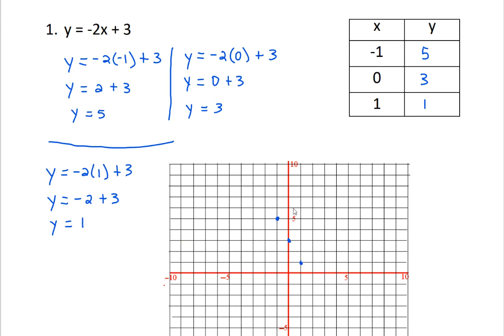Now that I've plotted these points, and I can do however many I want to. If I wasn't sure about that, I could continue and plot more points. I could choose more values for x and plug those in to get the values of y that go with it. And then I would connect my points.